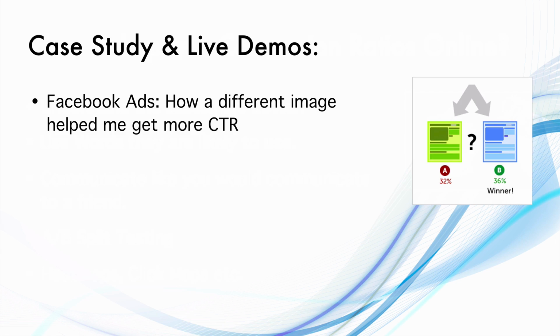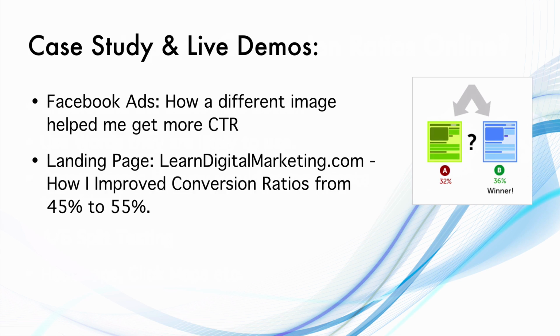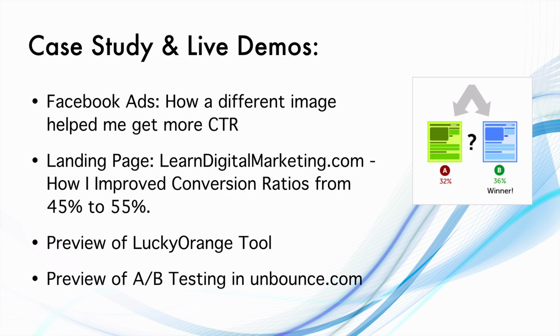We will look at a Facebook ad of mine where I improved the image and put a different image, and it helped me improve the CTR, which is click-through ratio. And then I will show you a case where with my landing page learndigitalmarketing.com, I improved my conversion ratio from 45% to 55%. I will tell you how I did it. I will show you a conversion rate optimization tool called Lucky Orange, and then I will also show you how to do A/B split testing in unbounce.com.